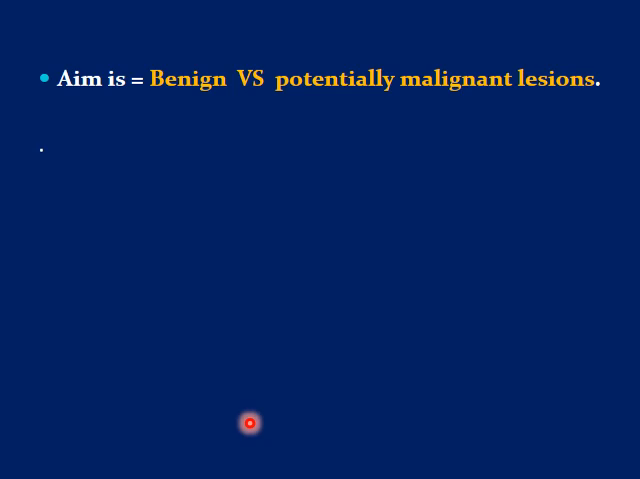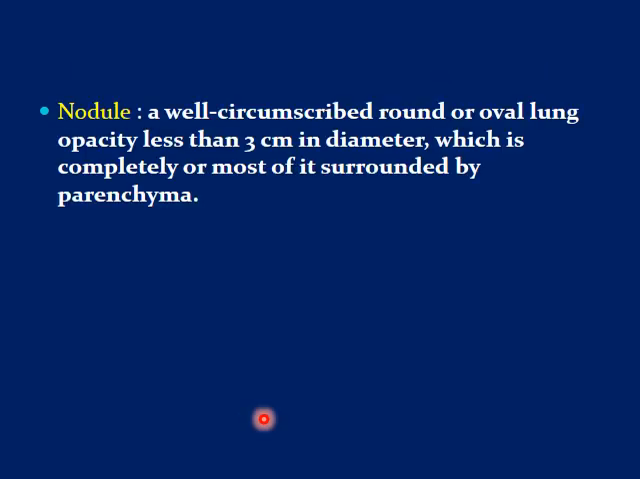What is our aim in reading the high resolution CT of the chest for a focal lesion? To tell, is it benign, is it malignant, or is it a potentially malignant lesion? This is crucial.